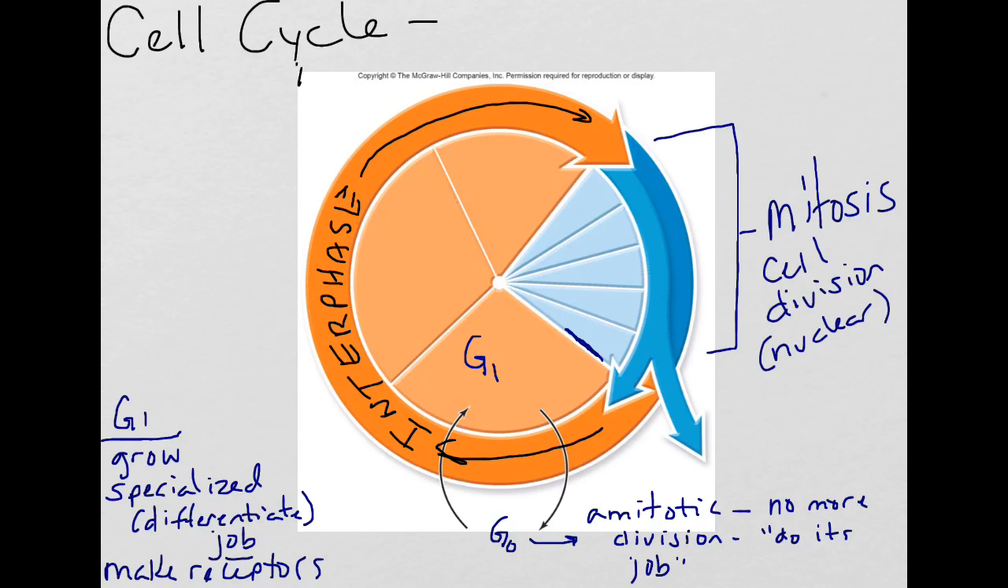Okay, so that's G1 and G0. If a cell in G1 gets a signal to divide, like for example, if a growth factor or a hormone is sent to that cell that tells it it needs to grow, it needs to divide, then it needs to prepare for cell division. So it'll move on through interphase, and it will go to the S phase of interphase.